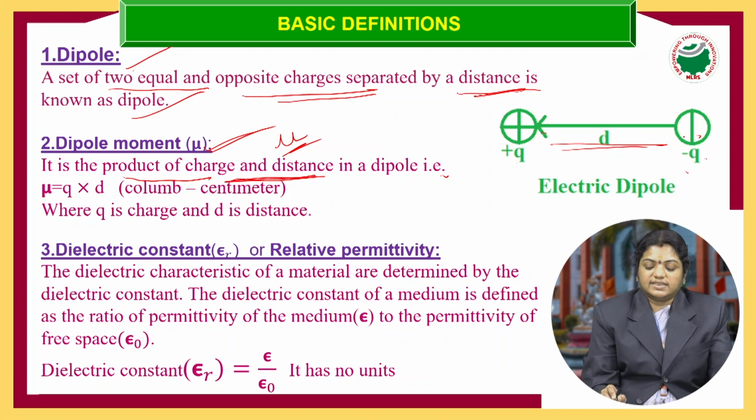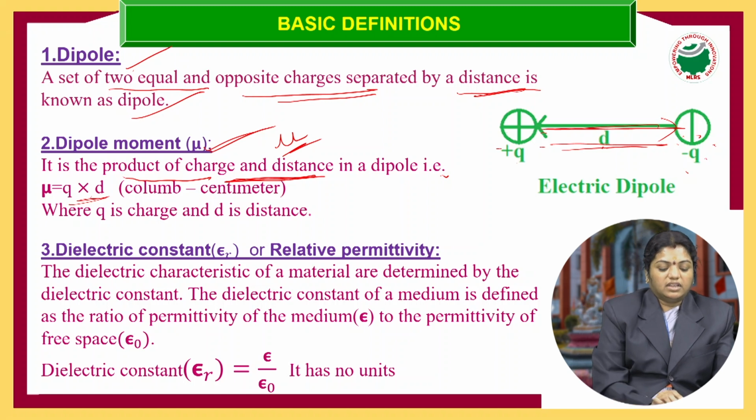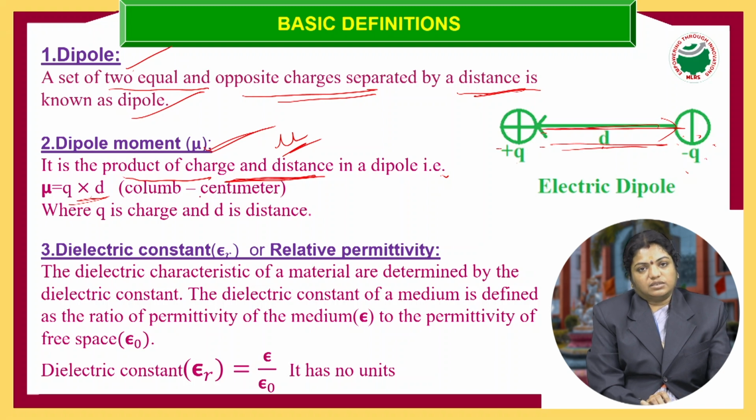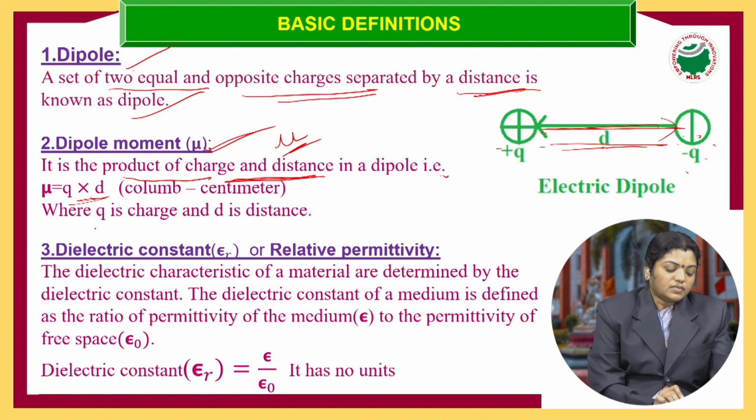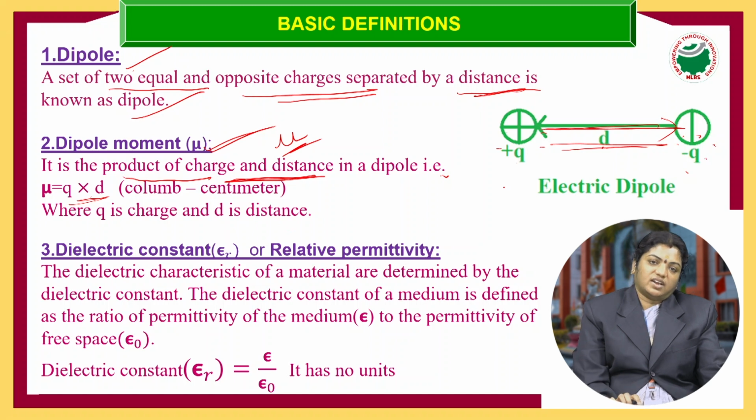The charge is Q, and these two charges are separated by a distance, which is D. So the product of charge into distance is called the dipole moment. The unit of dipole moment is coulomb centimeter. Mu is equal to Q into D, where Q is the charge and D is the distance between these two charges.